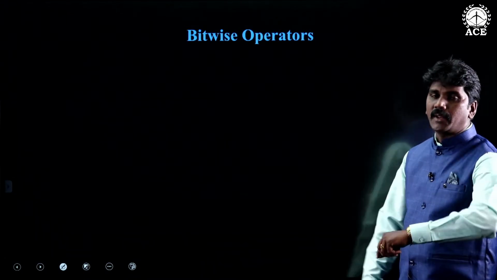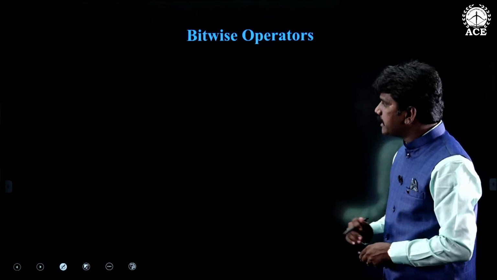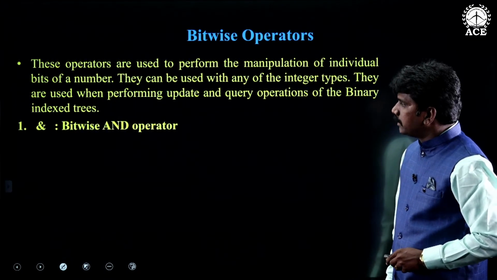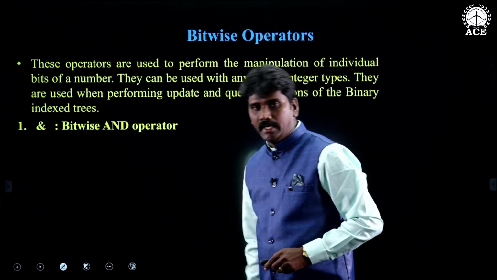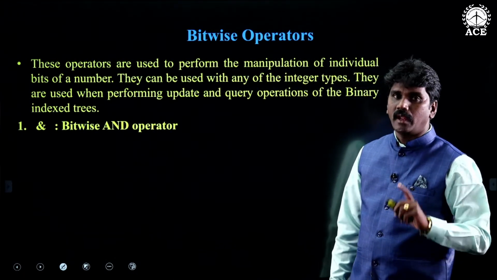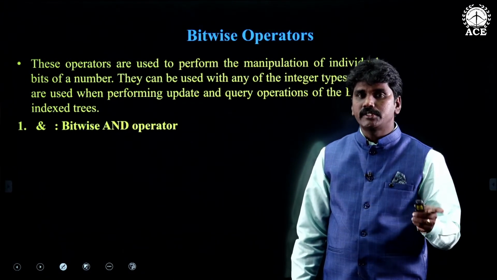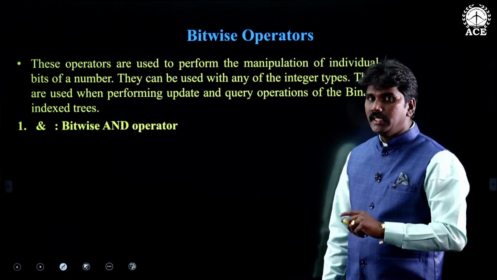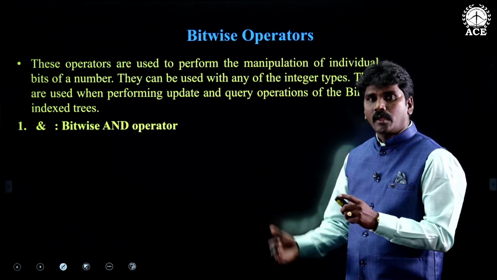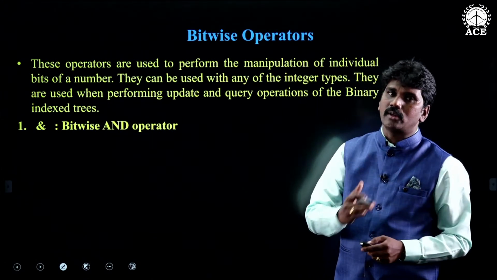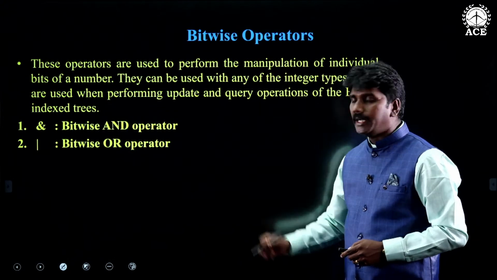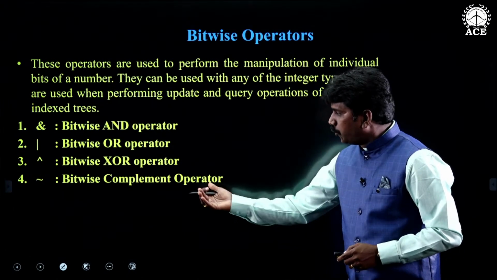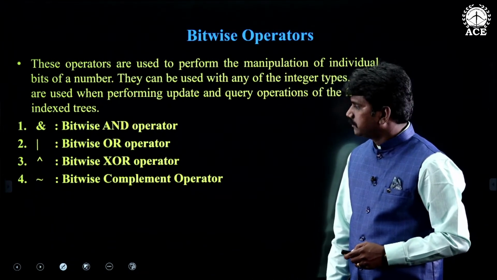Next one is bitwise operators. We have different bitwise operators; there are 7 bitwise operators in Java. The first one is bitwise AND. The statement is the same. AND means if both the operands are true, then only the result is true. In this case, let us understand clearly when compared to the logical AND. Next one is bitwise OR. Third one, bitwise XOR. Fourth one, bitwise complement operator.